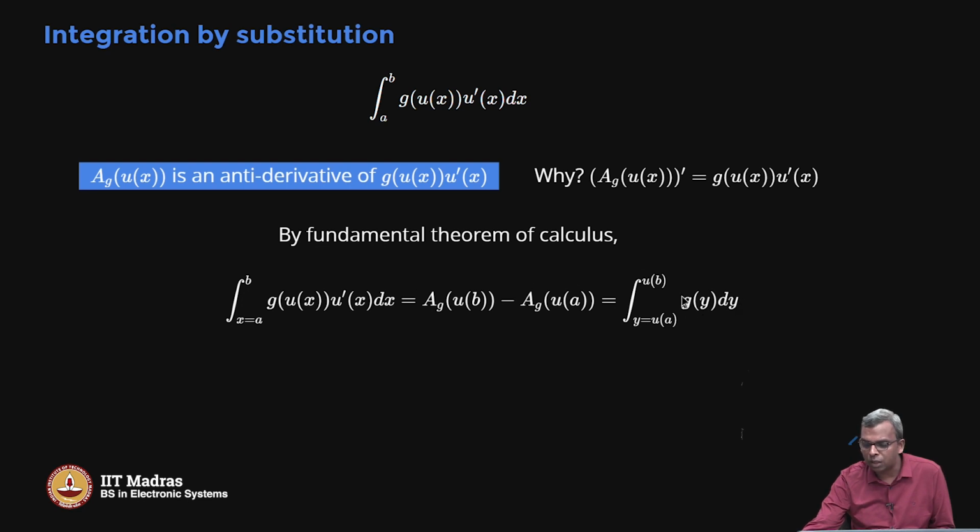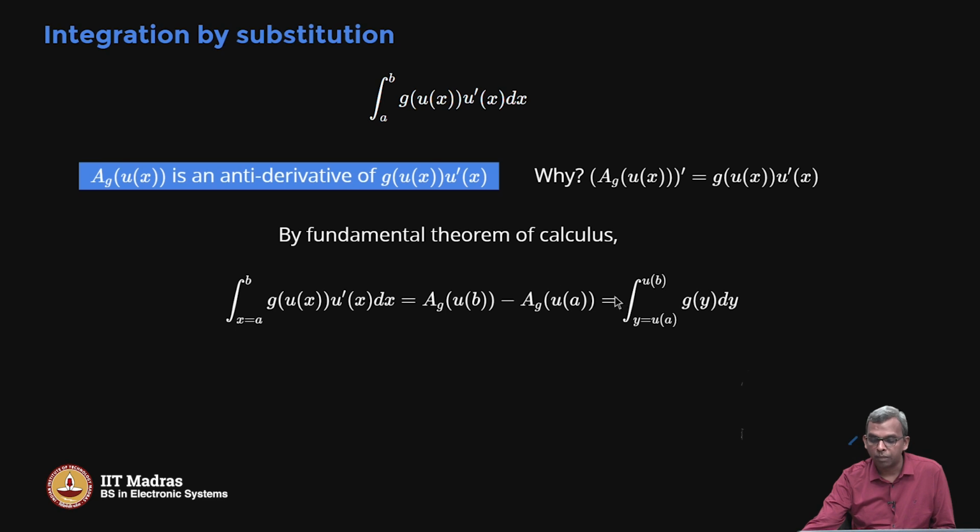You look at the integral of g of y dy. Okay, g of y dy. It's not g of u of x u prime of x dx. It's just g of y dy. Right? You just look at g of y dy. This is very important. But I am now going to integrate from u of a to u of b, not a to b, but u of a to u of b. If you do that also, you get the same form.